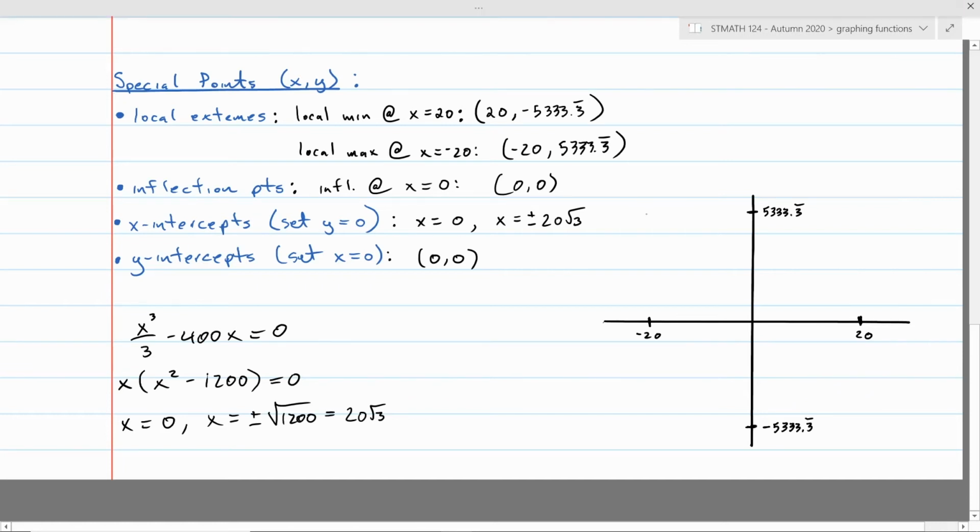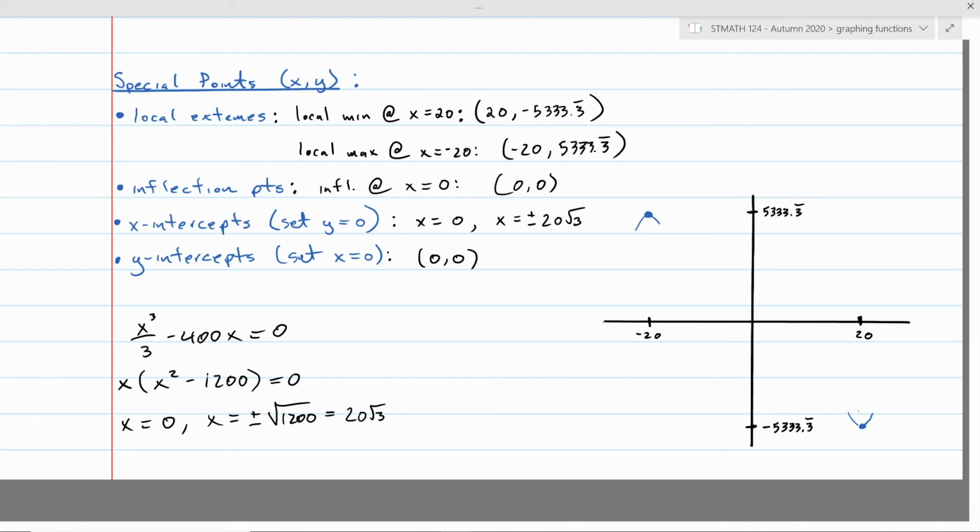Let's see, so we have a maximum here at this point, negative 20, 5,300. And I know, so I'm just going to draw a little bit of the graph there. I know that it's doing like this there. And then similarly, I have a minimum out here at x equals positive 20. So I'm not going to draw a lot of the graph there. I just want to draw enough to indicate that there's a maximum there, or a minimum there.